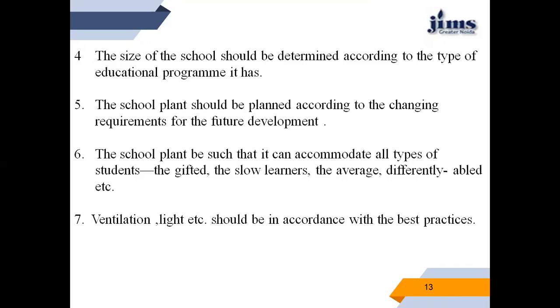Sixth, the school plan should be such that it can accommodate all types of students, for example, the gifted, the slow learners, the average, the differently able, etc. And number 7, ventilation, light, etc. should be in accordance with the best practices.